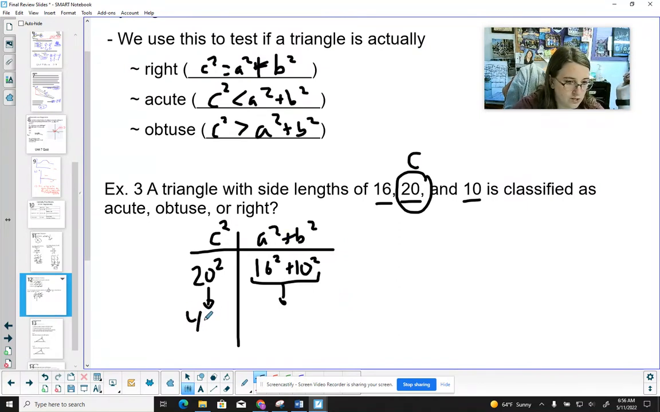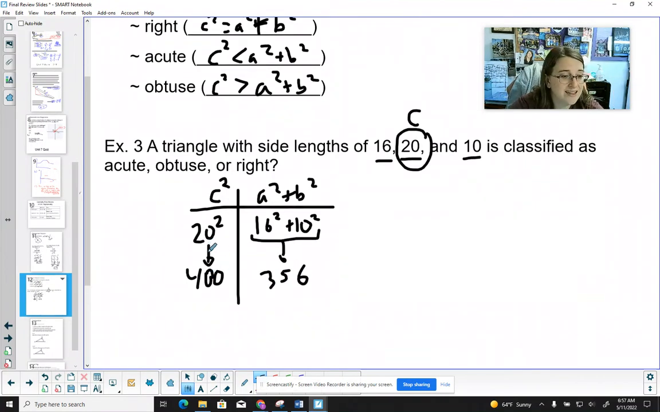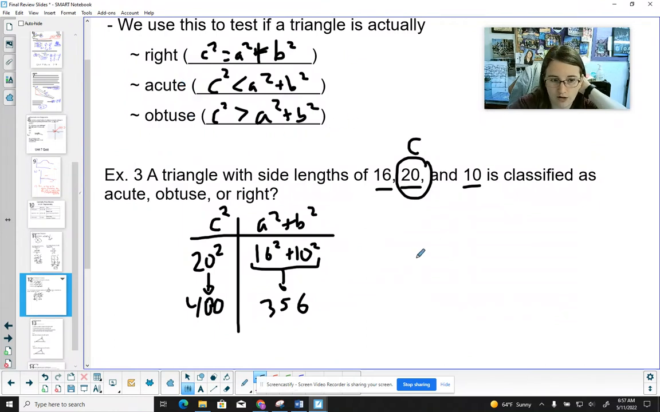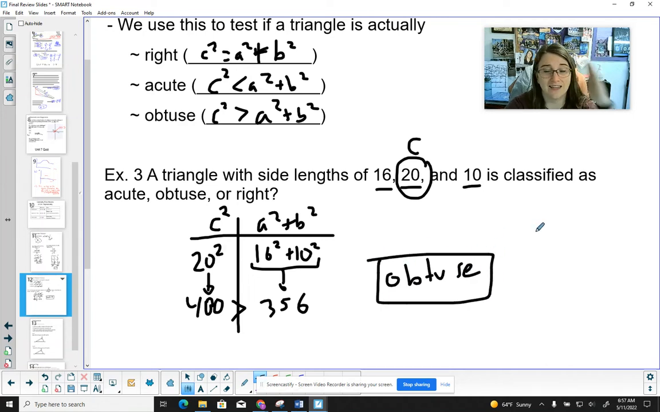So 20 squared is 400. I'm going to go ahead and do this all together. I have 16 squared plus 10 squared. This is 356. So now we come to our conclusion. We think, is the left equal to the right? Is the left smaller than? Is left bigger than? What do we think? Would this be a right, acute, or obtuse triangle? Well, c squared is greater than, the left side is greater than, and so we think obtuse. We read from left to right, and so we say, is the left greater than the right? It is obtuse.